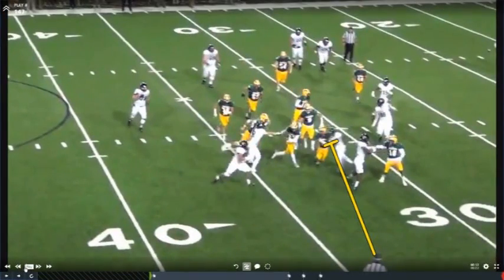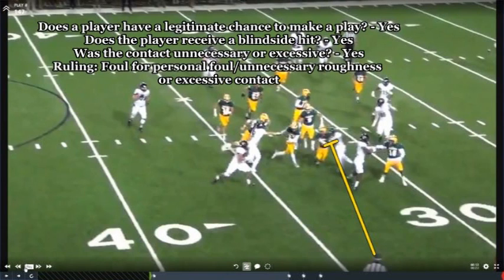So let's freeze it right here. You can see that I'm looking at the foul. And the question is, does it meet the criteria for excessive contact or unnecessary roughness? Here are the criteria that NFHS has laid out. Was this a blindside block? Absolutely. Is it unnecessary or excessive?